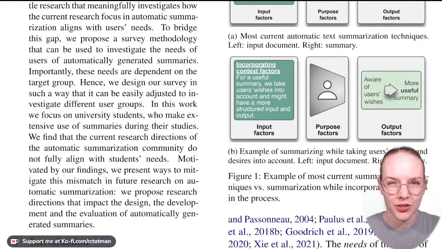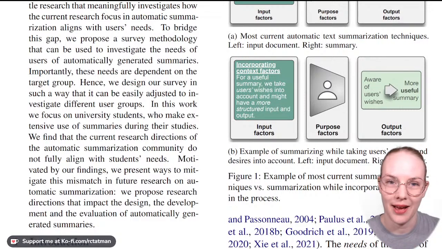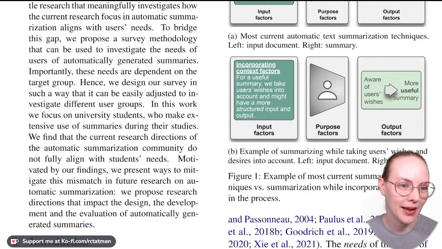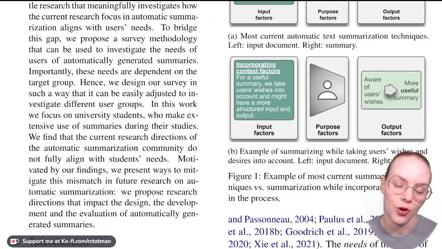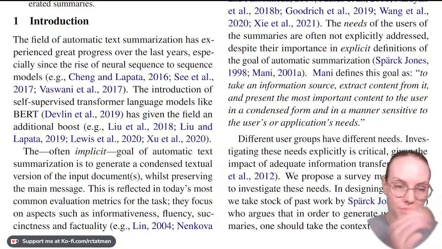And I'm gonna go out on a little limb and say that everyone who is watching has been a student at some point in their life. And if you haven't, my apologies for making assumptions about you. But as students, condensed information can be very, very valuable. And I imagine that they are probably not the largest group of users of automatically summarized text, but a very important and impactful one.